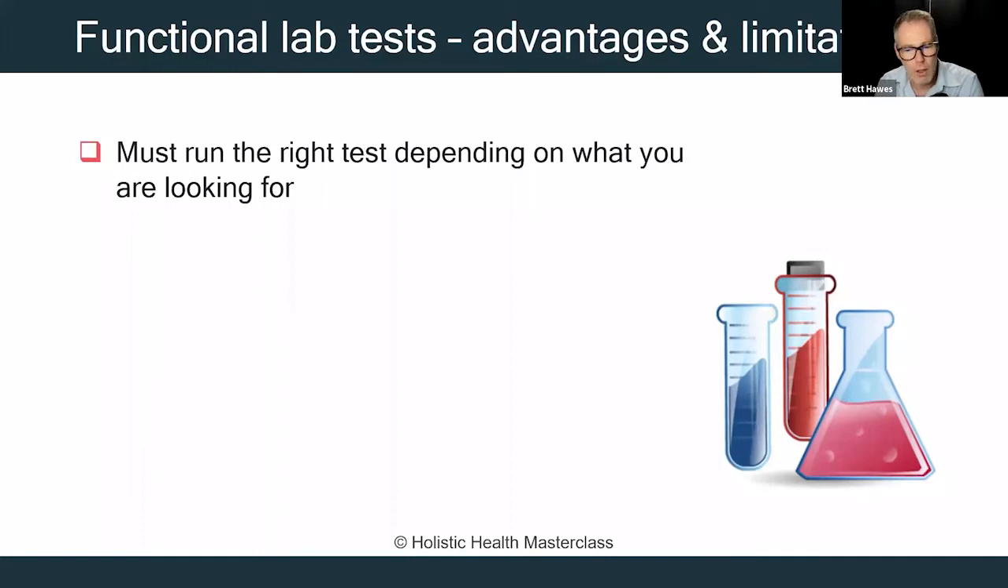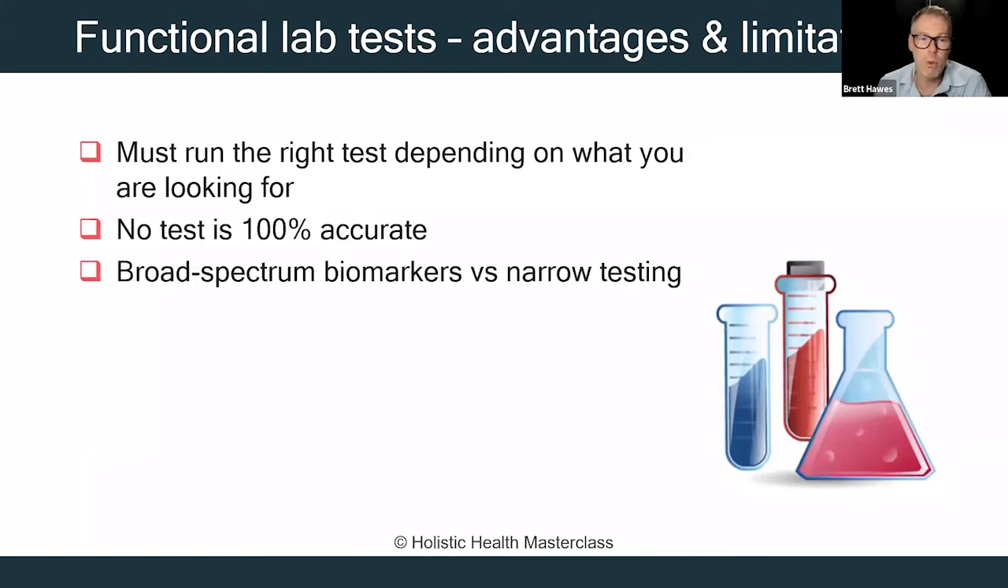So if I strongly suspect that the person might have SIBO and they've tried a bunch of things, maybe I'm going to run that test. But what if I had to expand and look at broader biomarkers and run those types of tests, right? So running the right test is absolutely critical. It's important for us to remind ourselves that no test is 100% accurate, right? There's going to be flaws with everything. As I said before, broad spectrum biomarkers versus narrow testing.